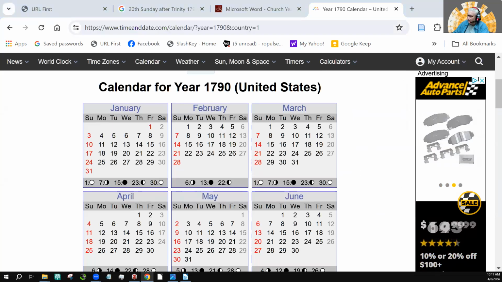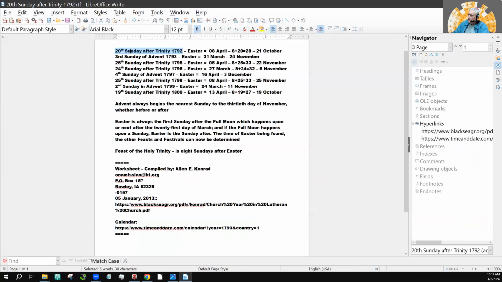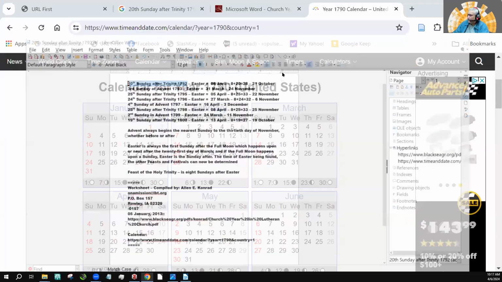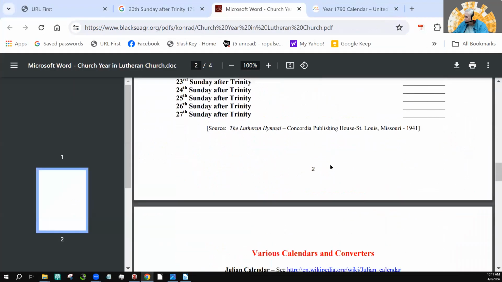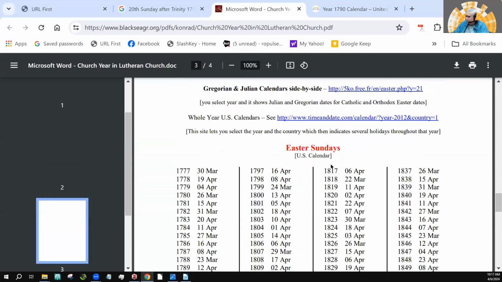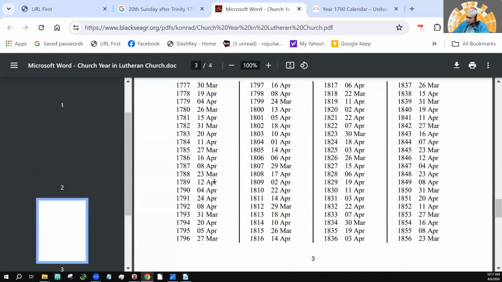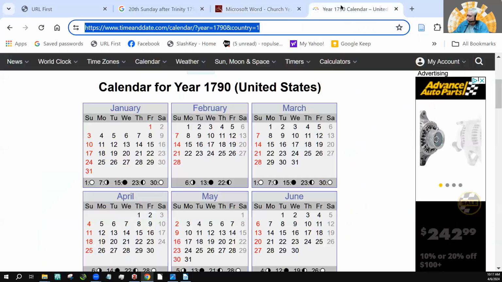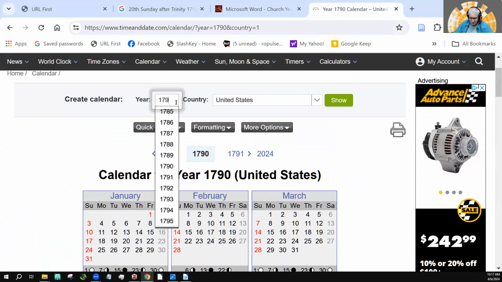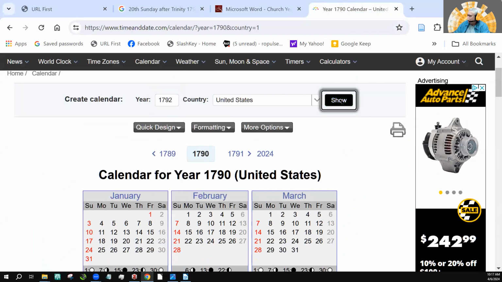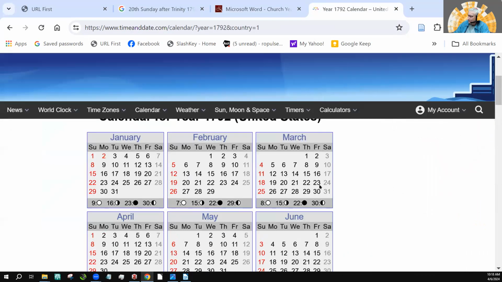So how do you calculate the 20th of this? Well, let me get my crib sheet up here. The 20th Sunday after the Trinity in 1792, Easter is on the 8th of April. Okay. Oops, sorry about that. A little clogged up this morning. So here it is, 1792, 92. 8th of April, right there. Okay. So you go to 1790. Oops. You want 92. Put that in here, and say show. And it comes up with the 1792.